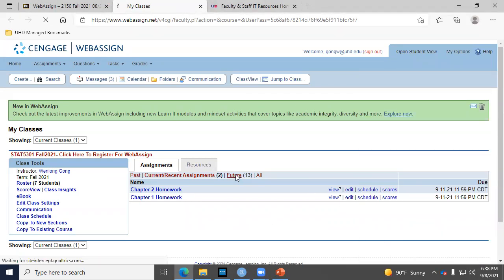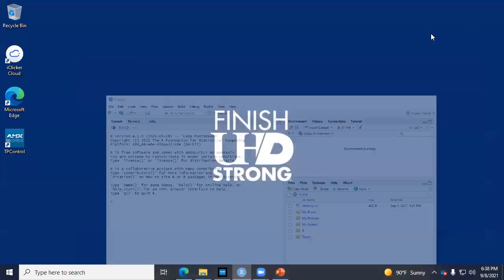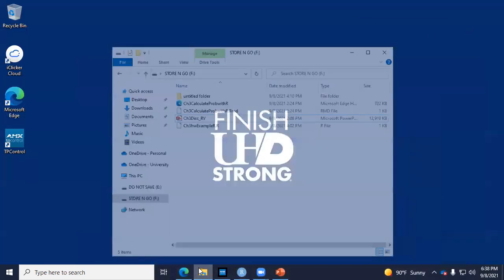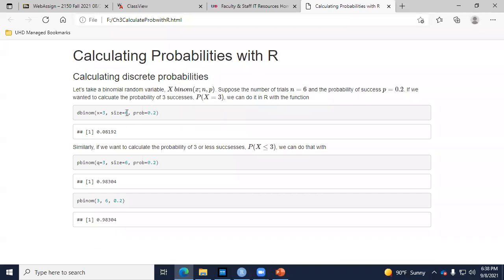Well, the example. Before we go to that, okay, this is what I need to do. How do you calculate probability with R? Before we go to the homework.